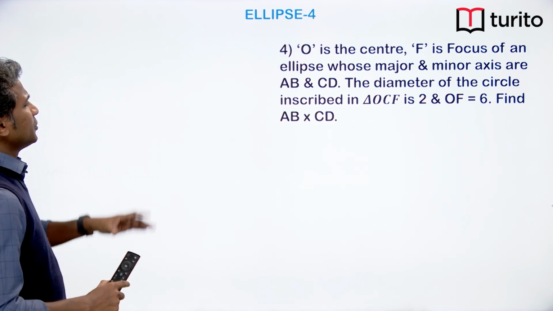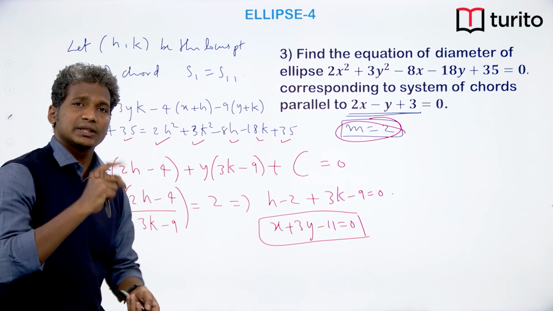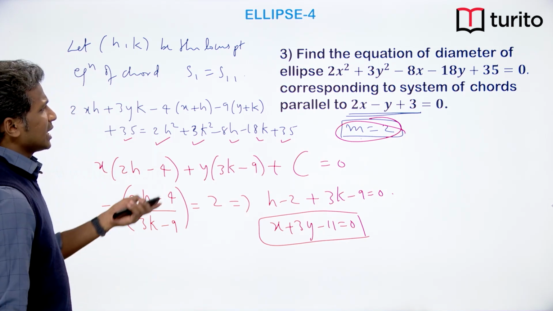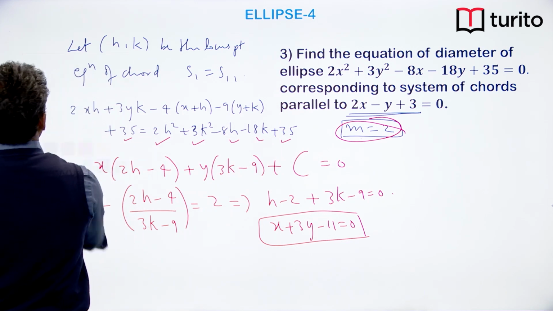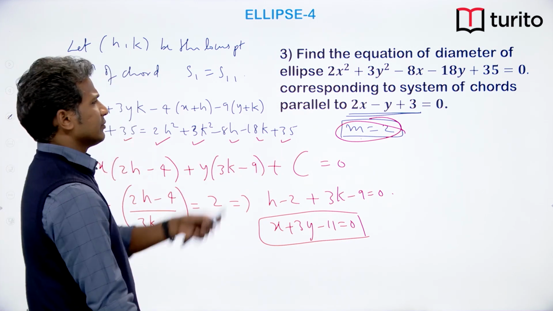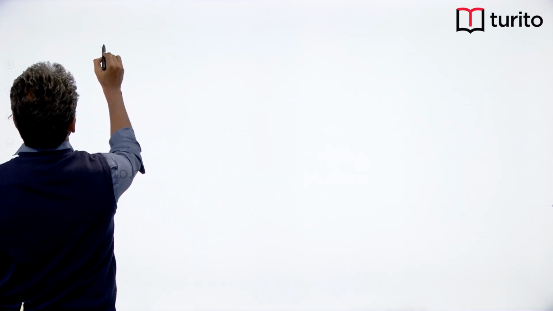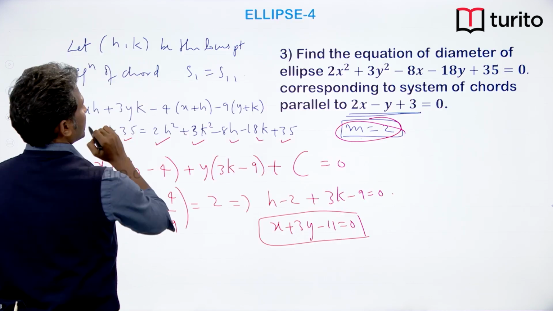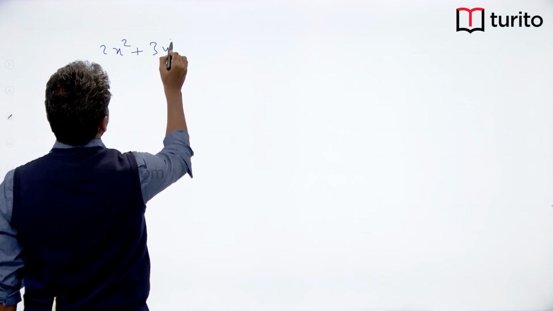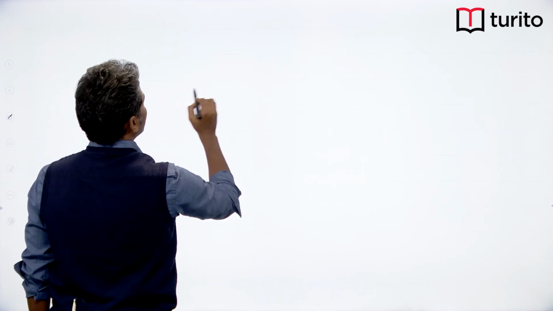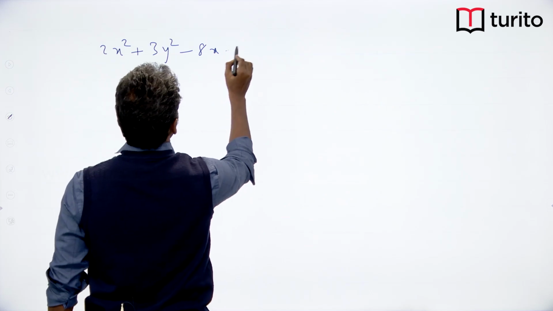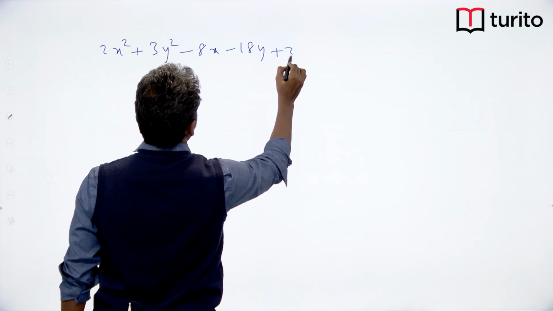So, the next one, suppose if, okay sorry, we are doing it by the next method, second method. So, the second method goes like this. We take the equation and we simplify it. So, here it becomes 2x square plus 3y square minus 8x, minus 18y plus 35.